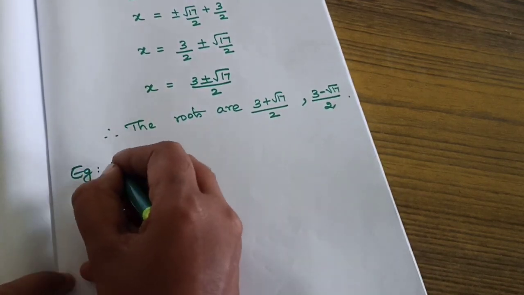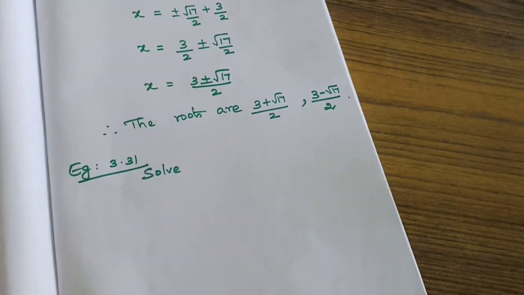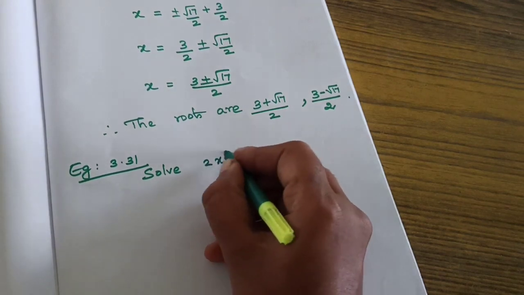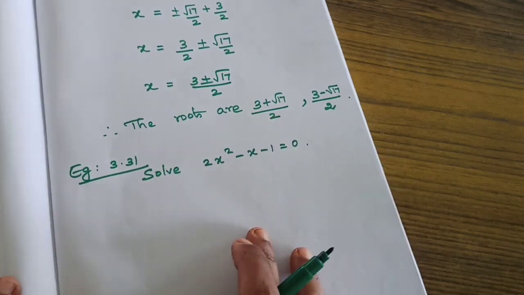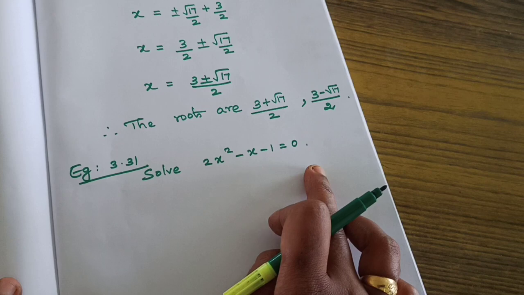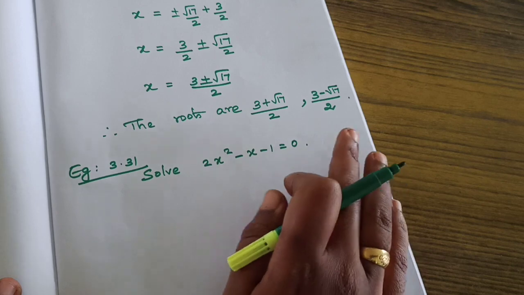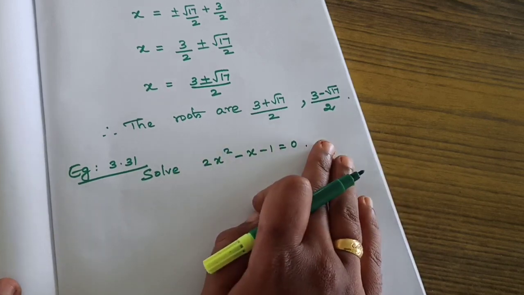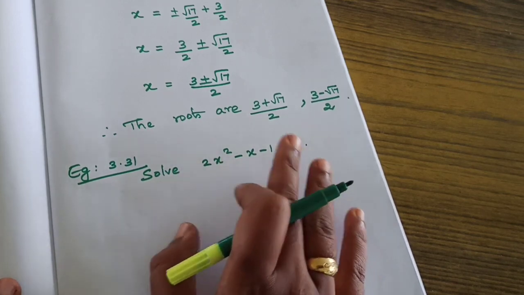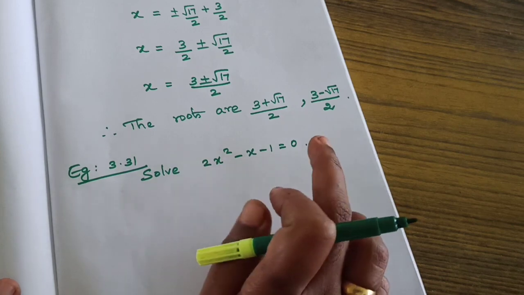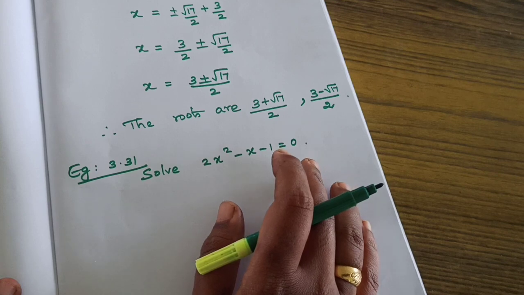Next example. Example 3.31. Solve 2x square minus x minus 1 equal to 0 by completing the square only. Okay. In the question they will denote it. Here they simply gave the question, but for the examination they will specify: solve by factorization method, otherwise solve by completing the square method, otherwise solve by formula method. If they simply ask solve, it means as you wish you can write. But if they mention solve by completing the square method, then definitely you need to use the completing the square method only. Got it?